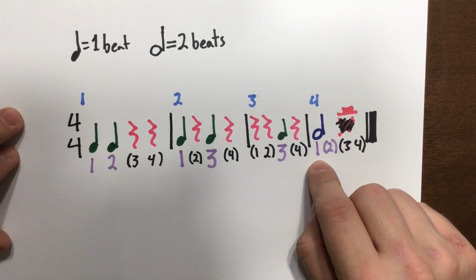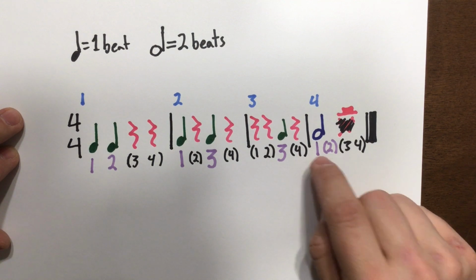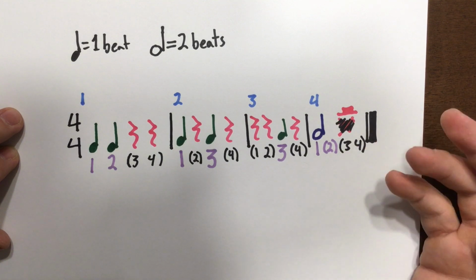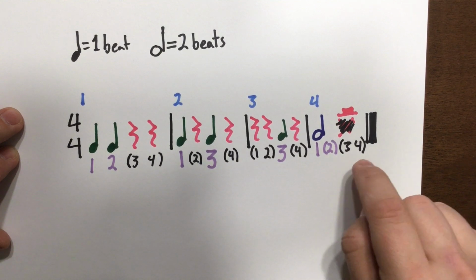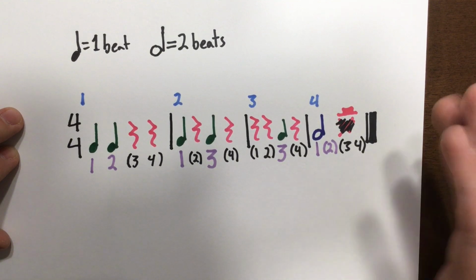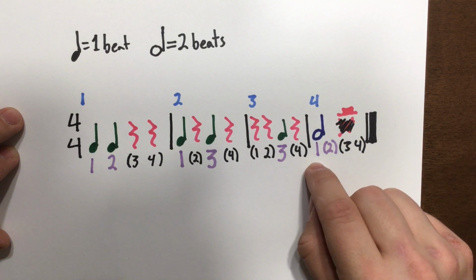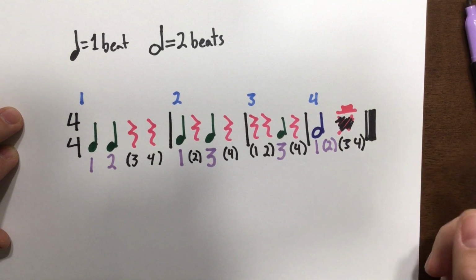So let's try this again. We can say shush on the rest. Ready and go. 1, shh. Or we can say rest. Ready and go. 1, rest. Now it's really funny to do that, so let's try it without saying anything on the rest. Ready and go. 1. And then we're done.